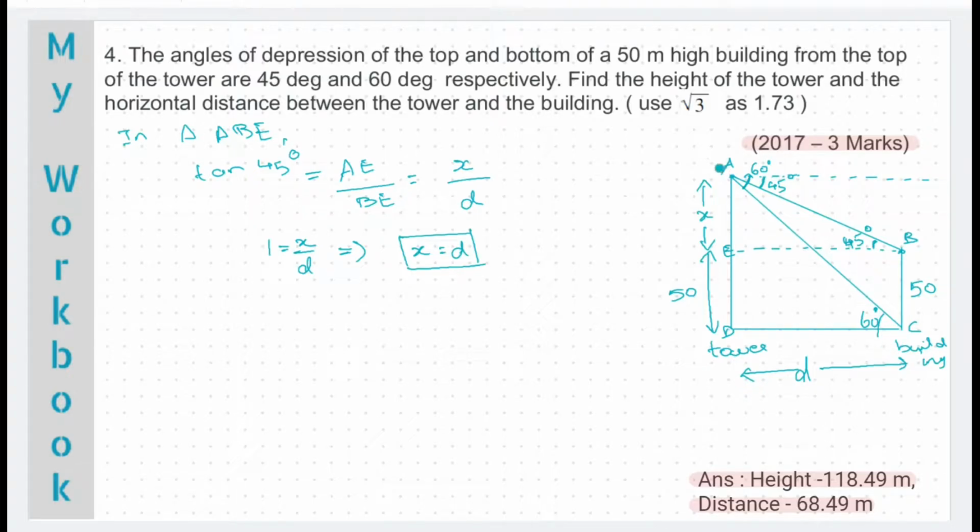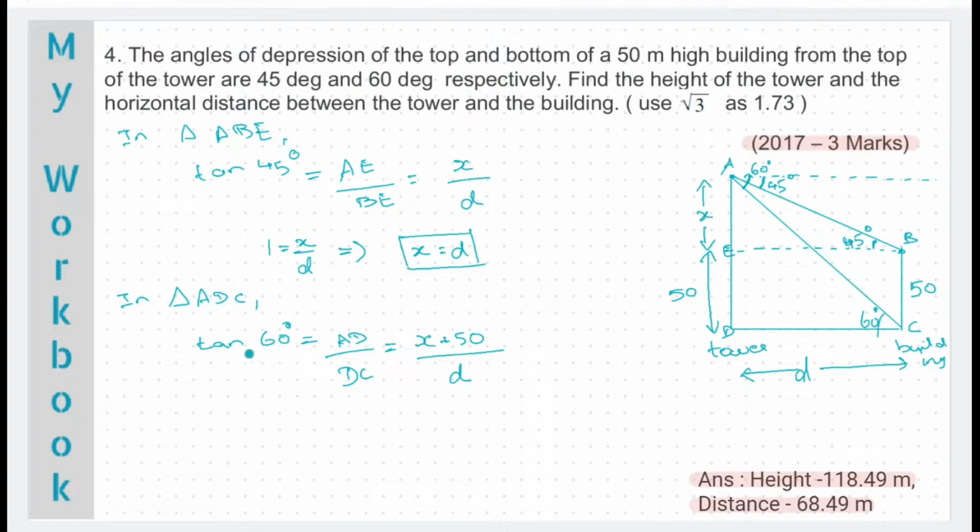Now let's move on to the bigger triangle ADC. In triangle ADC, again let's choose tan of 60 degrees. Opposite side is AD by the base is DC. Now, what is AD? It is the entire height of the tower. There are two portions, x and 50. So, x plus 50 divided by DC, which is the distance between tower and the building. We have assumed it to be d.